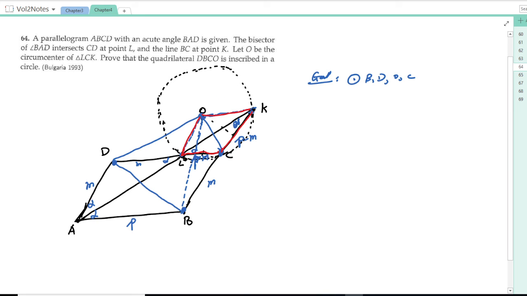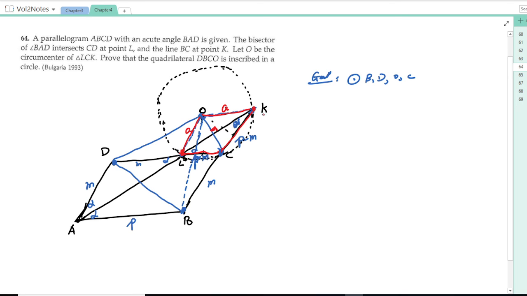Because these are on the circle, right? So this is the radius, for example. This is A, this is A. Then this is P minus M and P minus M. There is a kite here. So this angle is 90 degrees, right? In the kite it is 90. This kite is 90 degrees.